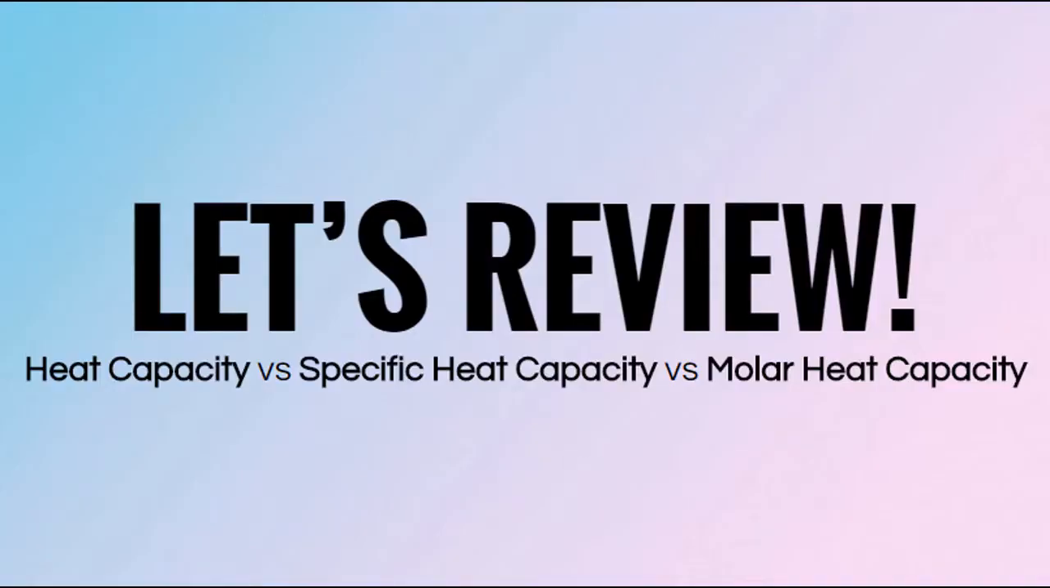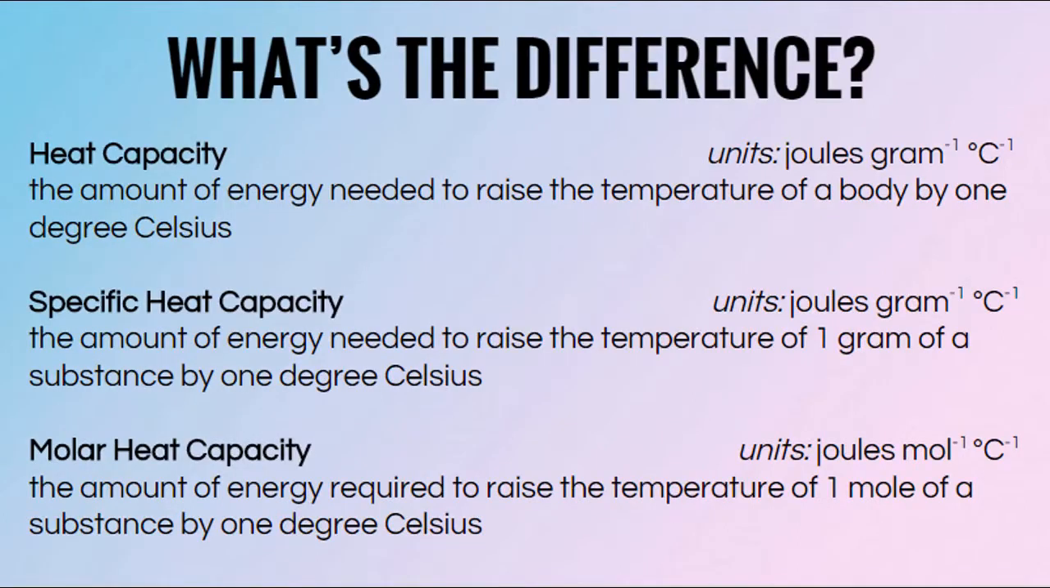Let's review. What's the difference between heat capacity, specific heat capacity, and molar heat capacity? Heat capacity is the amount of energy needed to raise the temperature of a body by 1 degree Celsius. The units for heat capacity are joules per degree Celsius. Specific heat capacity, however, is the amount of energy needed to raise the temperature of 1 gram of a substance by 1 degree Celsius. The units for specific heat capacity are joules per gram Celsius. Molar heat capacity is the amount of energy required to raise the temperature of 1 mole of a substance by 1 degree Celsius. The units for this are joules per mole Celsius.